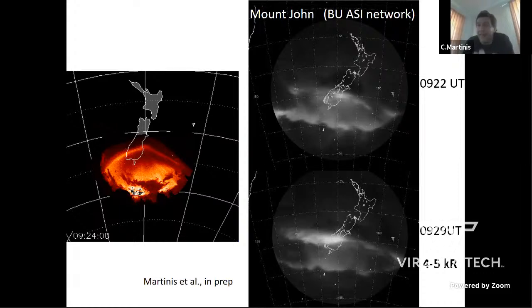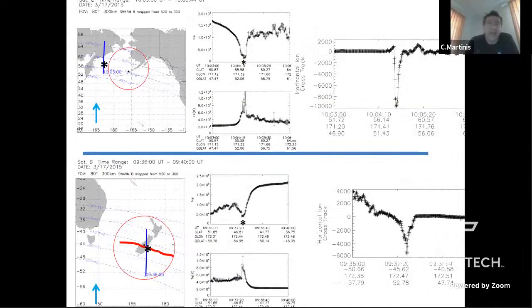Unfortunately, the last data with the image was at 9:38, because after that it got all cloudy, so we couldn't follow the evolution to a bright structure associated with Steve and what it would have looked like. But fortunately, we have a very nice pass from Swarm.